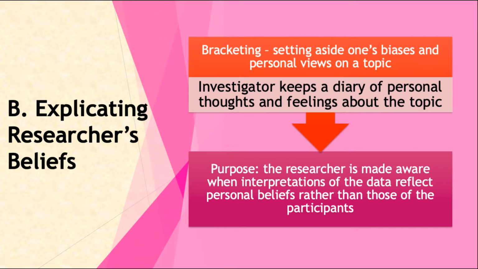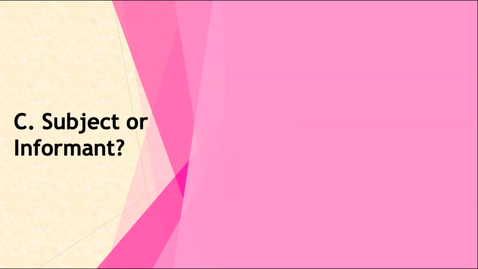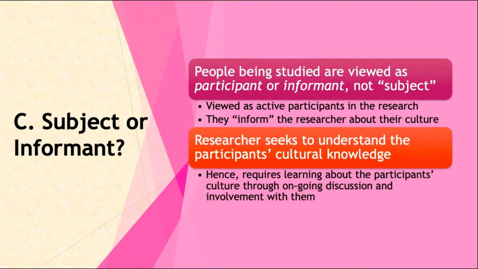The purpose is that the researcher is made aware when interpretations of the data reflect personal belief rather than those of participants. So when you collect the data and start analyzing, you may think that A is positive because of B and C. But actually, that's what you believe. The respondent never said that. So you make sure that you don't do that in qualitative or inductive research. So who are the subject or the informant? People being studied are viewed as participants or informants, not as subjects.